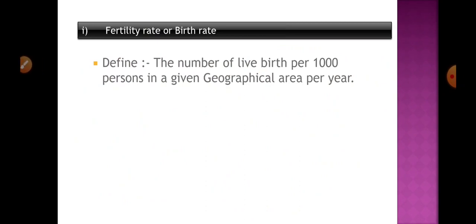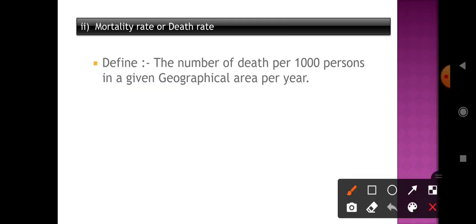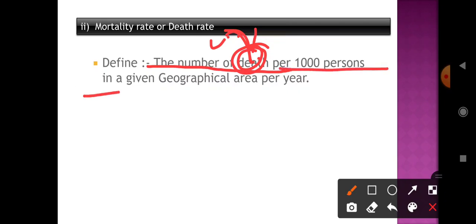Now I am talking about the next one, which is just the opposite of it, the mortality rate or the death rate. Now understand the definition first. The number of deaths per 1000 persons in a given geographical area per year. The definition is the same, you only have to change some data: where it says live births, you write death. So this is the definition of mortality rate.